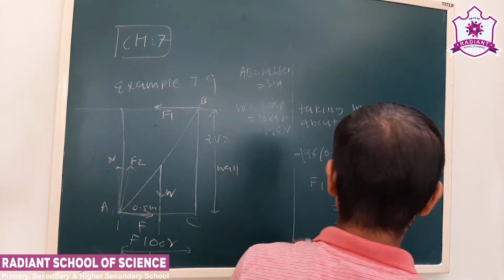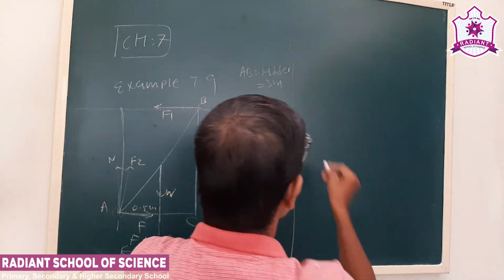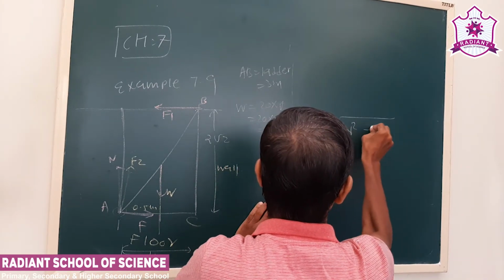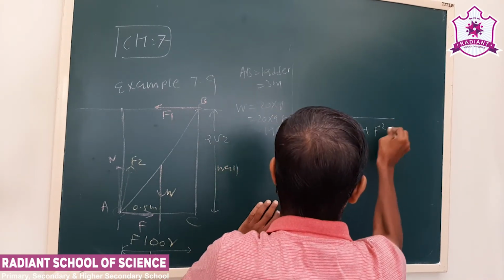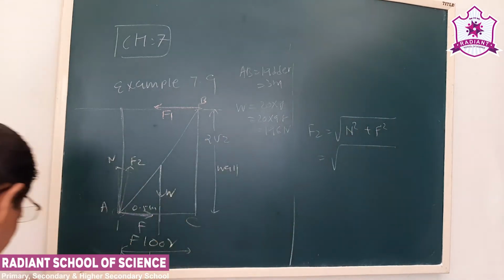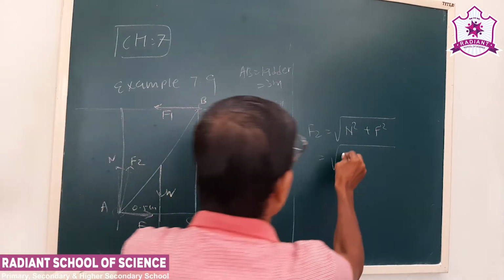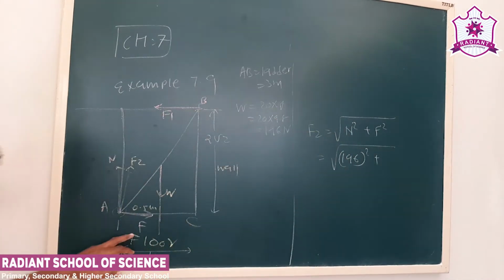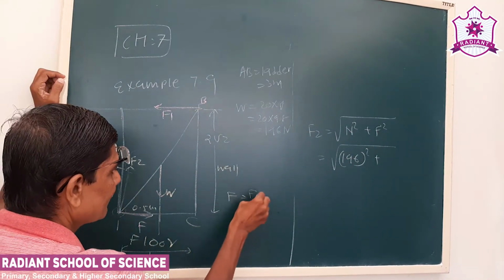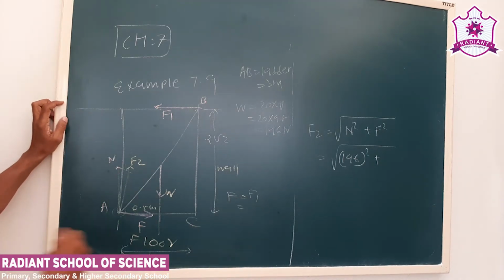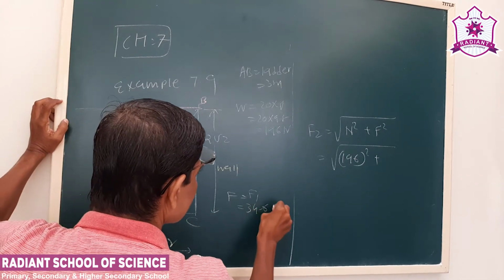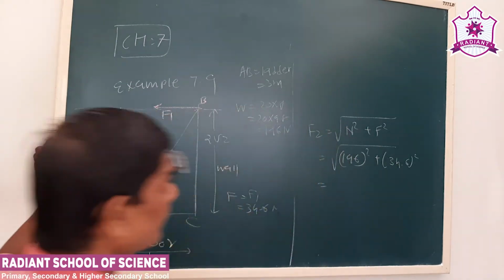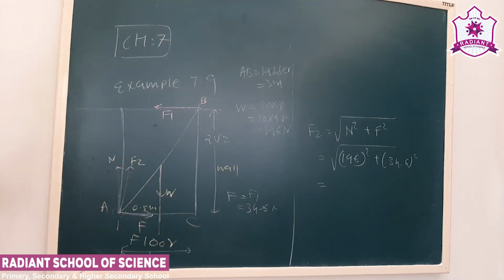Okay, so this reaction F is equal to, we can say, the square root of N square plus F square. Now see, the normal reaction we obtained as 196. Now F we have obtained just now is F1, so that is 34.6. Okay, and if you solve this, we'll get about 190.